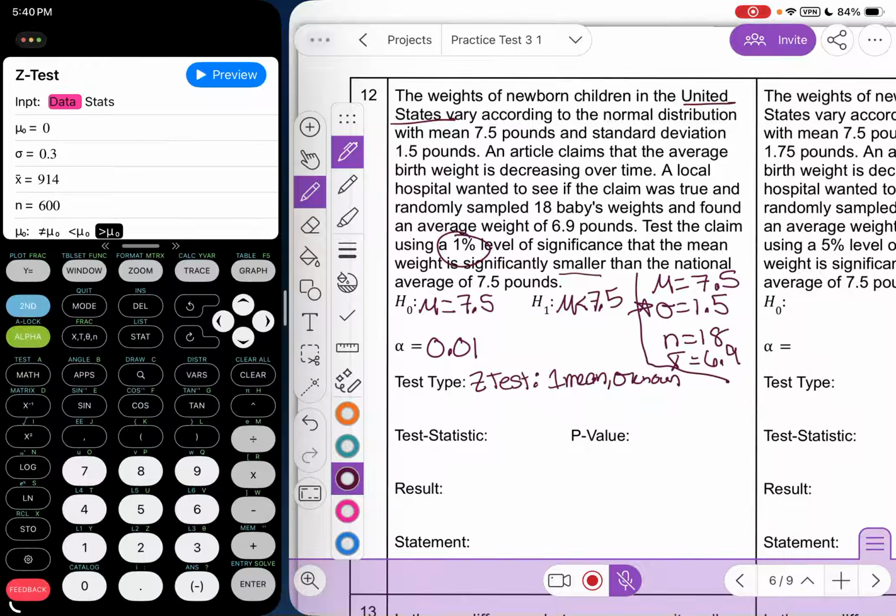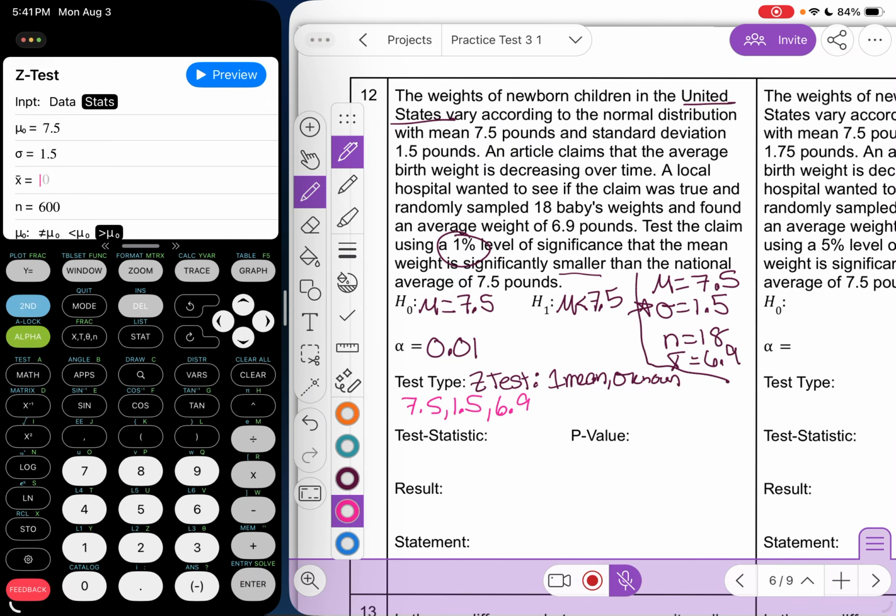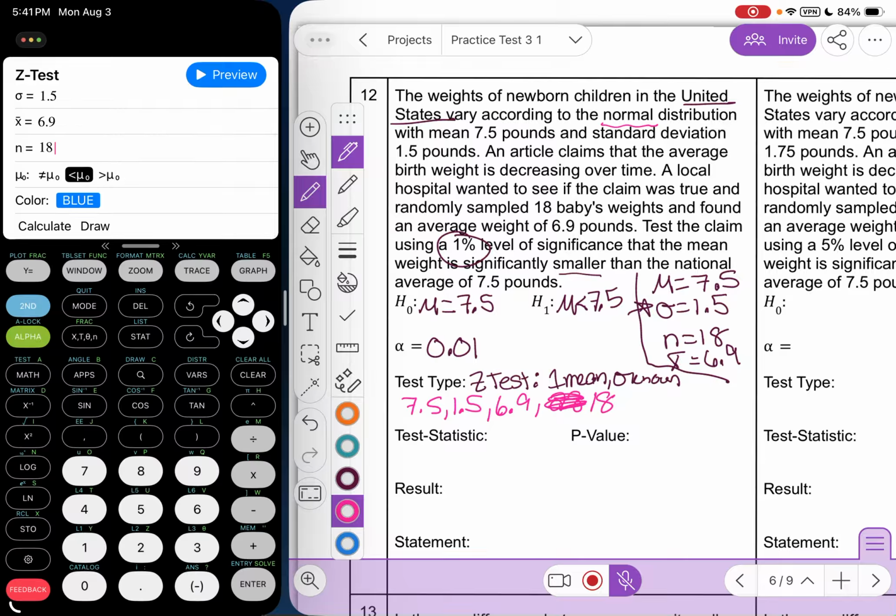Z-test, stats, because it's just giving us a list of things. So in the calculator, I'm going to type 7.5 for the mean. I'm going to type 1.5 for the standard deviation. X bar is 6.9. N is 18. Because they told us this was 18, because they told us it was normal, we're okay. Should have a bigger sample size. And then we're looking for less than, so we need to choose that one and then calculate.